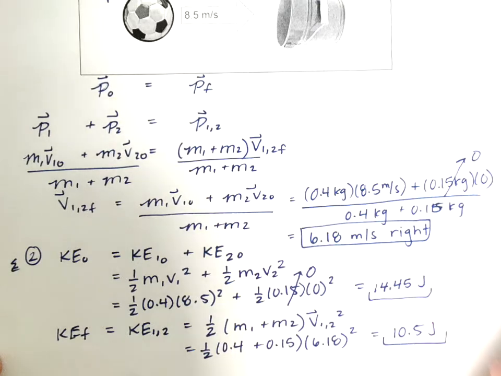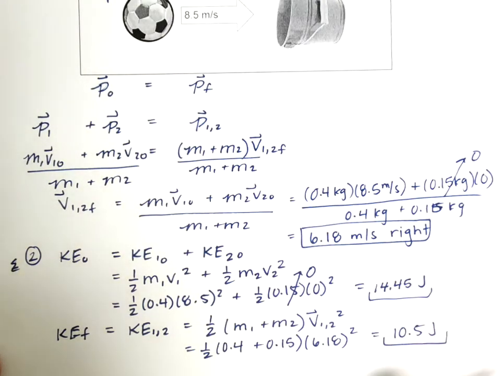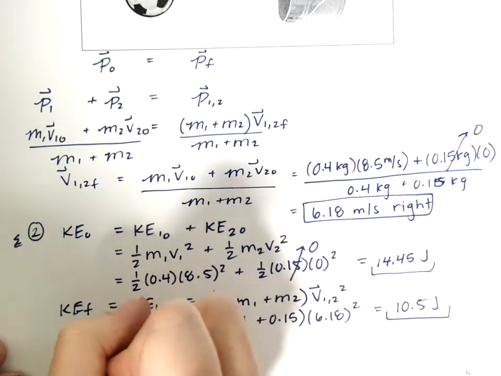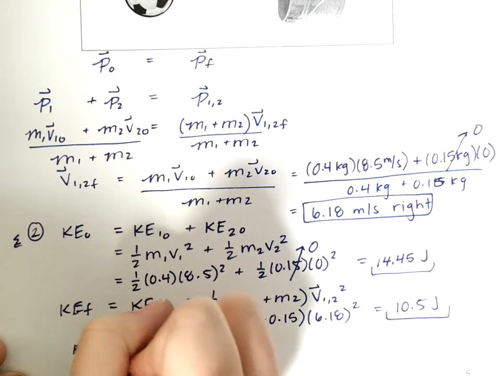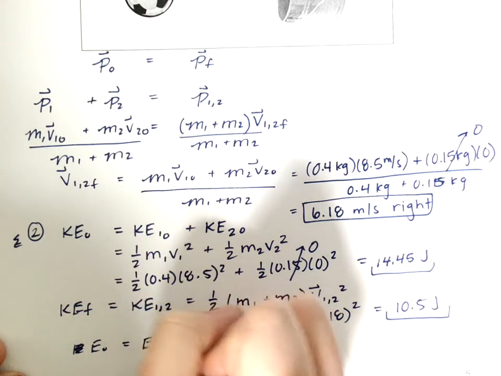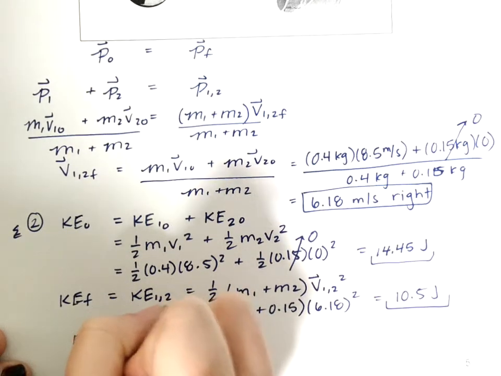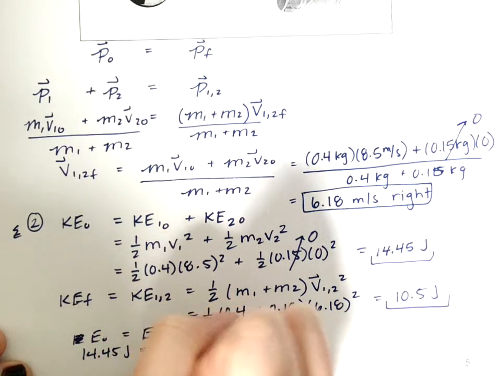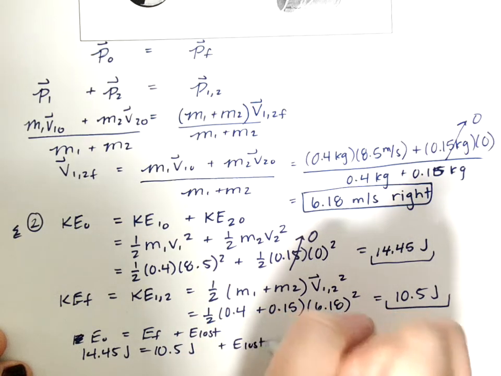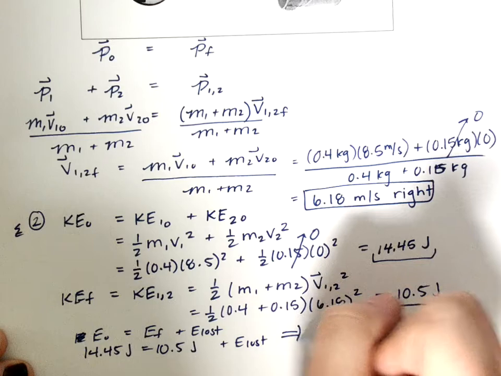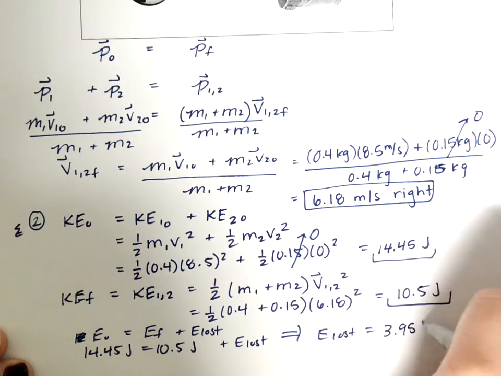If you compare these two, just looking at them, we can see that there's more energy initial than there is at the end. So let's go ahead and find that energy lost. Our energy initial equals our energy final plus E lost. So we had 14.45 joules is equal to 10.5 joules plus E lost. When we subtract 10.5 on both sides, we get an energy lost of 3.95 joules.